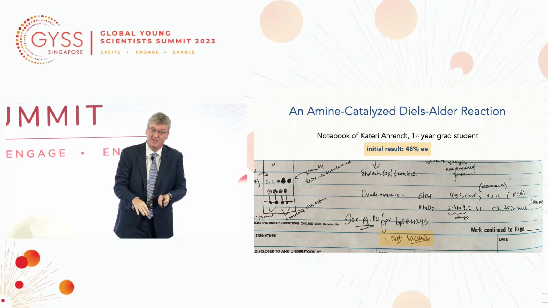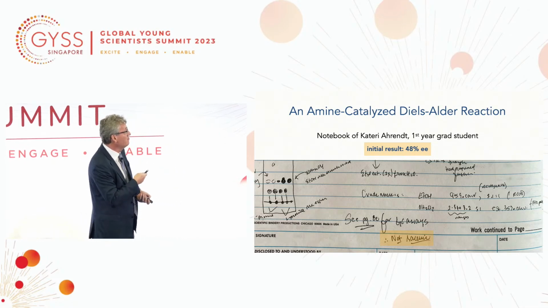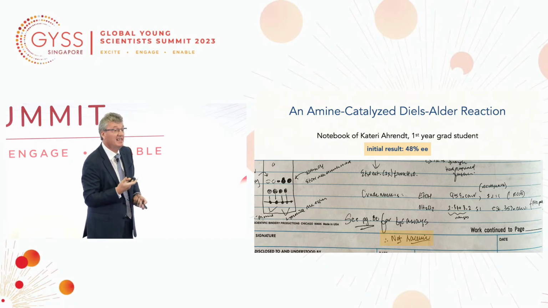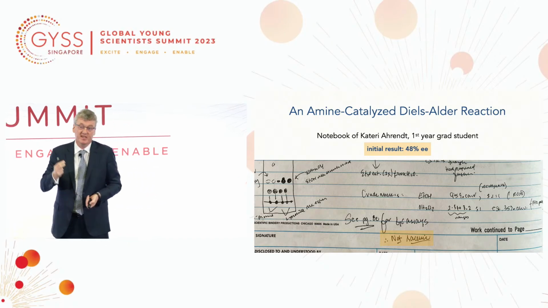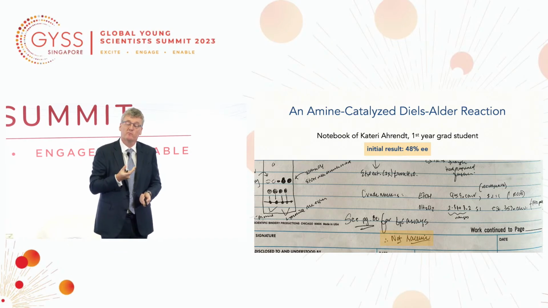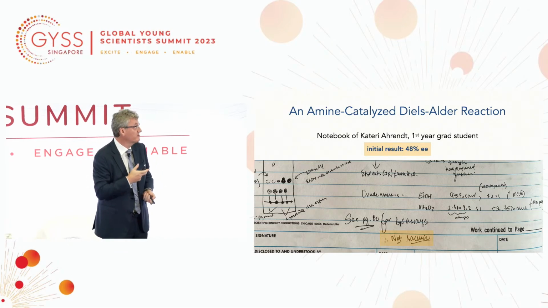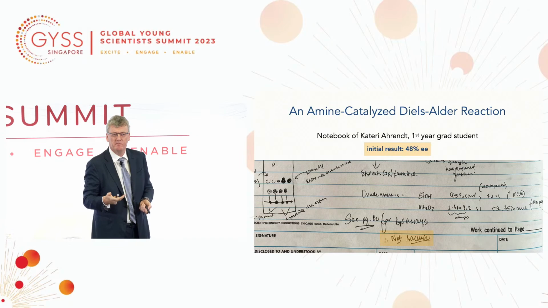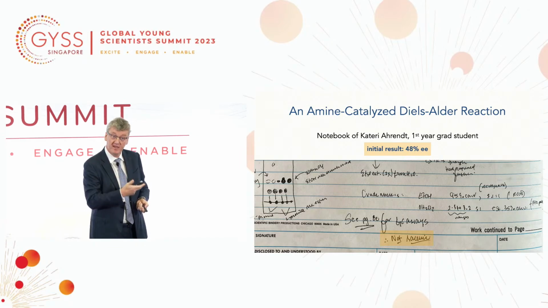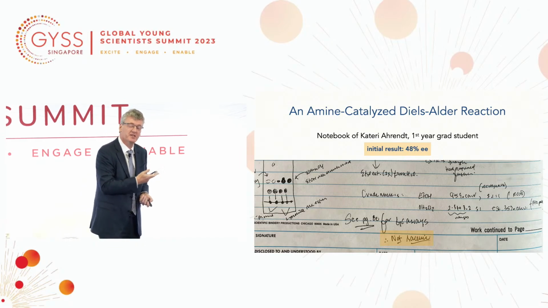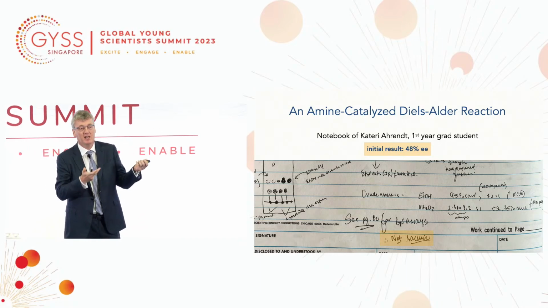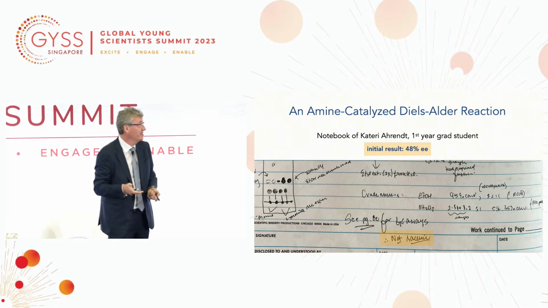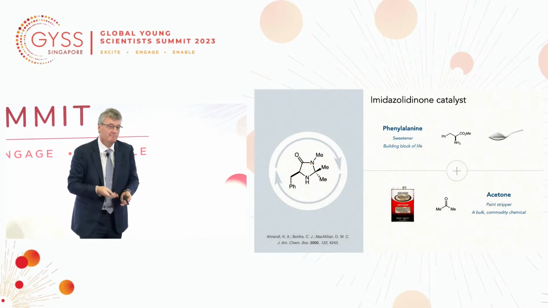But when my feet got back to the ground, I realized that this number, this meant 48% EE, this meant a 48% excess of one mirror image over the other one. And if the chemistry community was going to take this seriously, this number had to be about 90%. So we were faced with a dilemma. Would we publish this, or would we go for the gusto and try and get a catalyst that would give us that 90% number? We decided to do the latter, and eventually we came upon this catalyst.